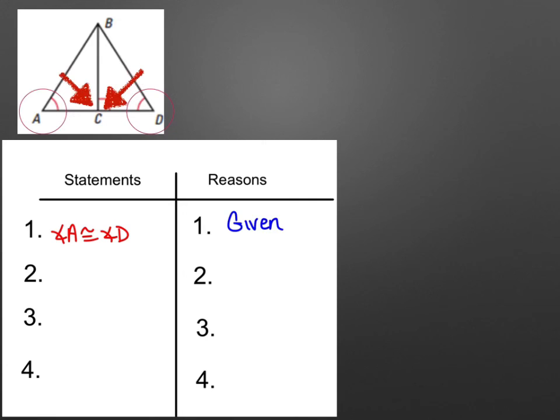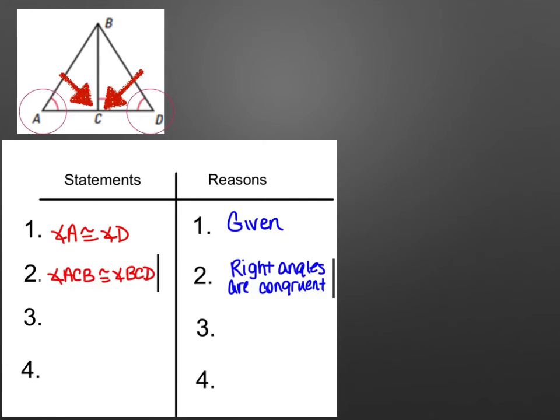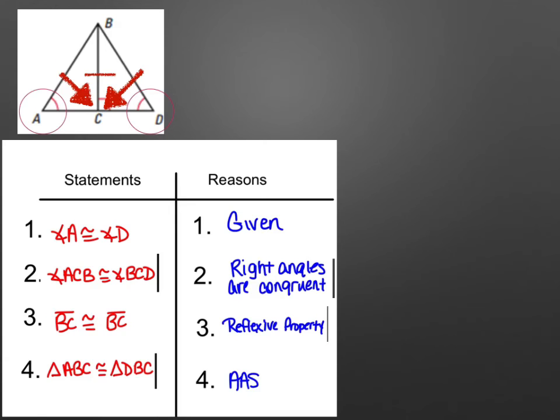Angle ACB is congruent to angle BCD. That's because right angles are congruent. Side BC is congruent to side BC by the reflexive property, so the triangles are congruent by angle, angle, side.